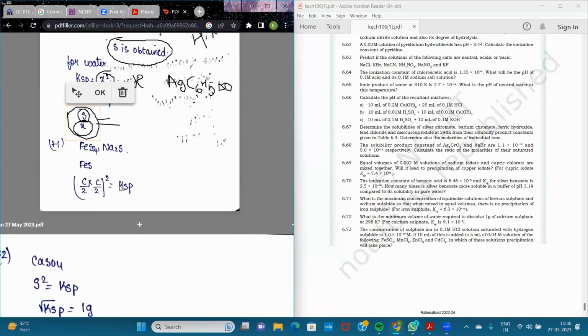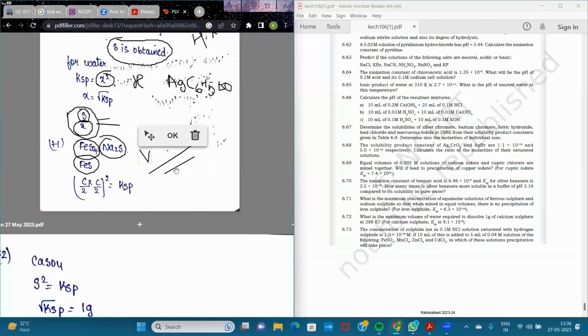What is the maximum concentration of equimolar solutions of ferrous sulfate and sodium sulfide? Here the molecular formulas are FeSO4 and Na2S. When we mix these two, is FeS formed or not? We need to find that. To find the maximum concentration of equimolar solutions, if we consider C concentration of ferrous sulfate is present and the C concentration of sodium sulfide is also present, these are mixed in equal volume.